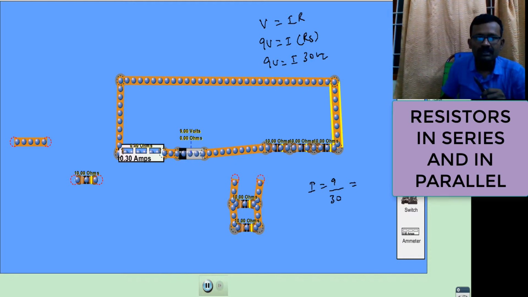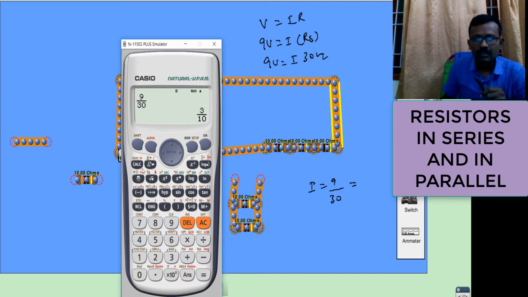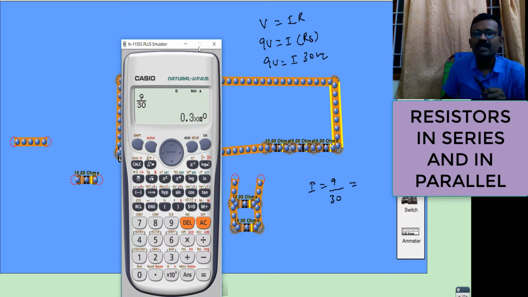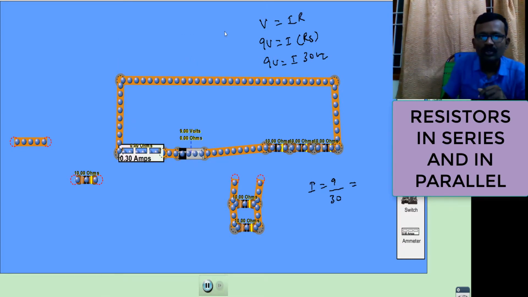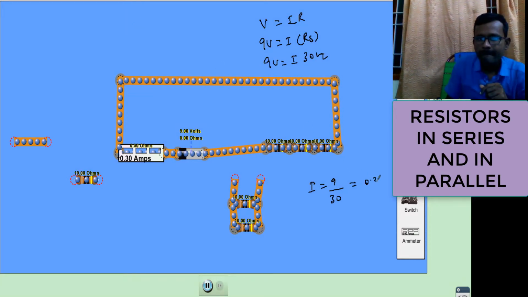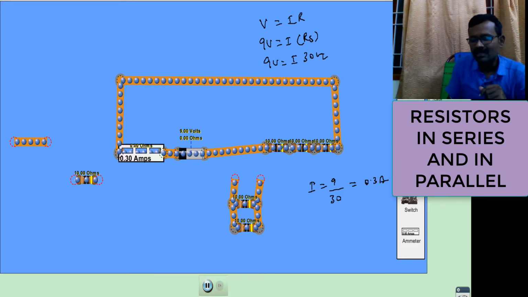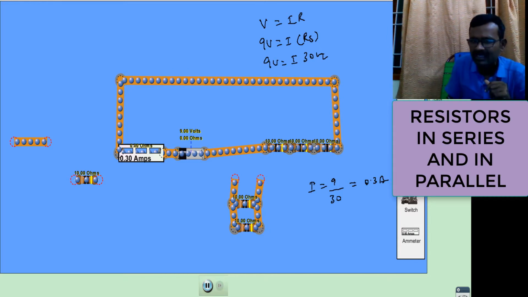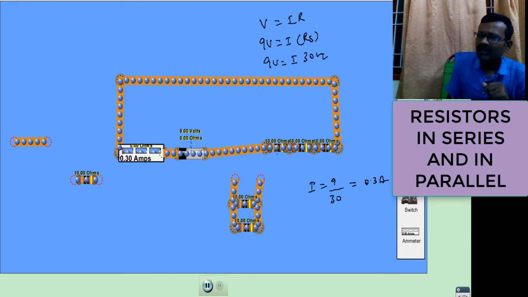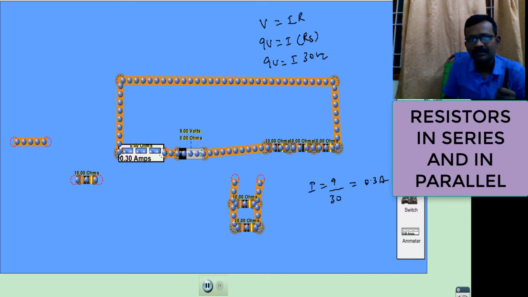Shall we use calculator? 9 over 30. 0.3 ampere. So, when there is more resistance, the current will decrease. When more resistance is put in series, the current will decrease. So, this can be removed. Now let me do one activity.